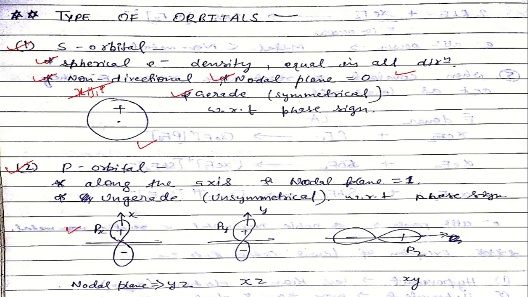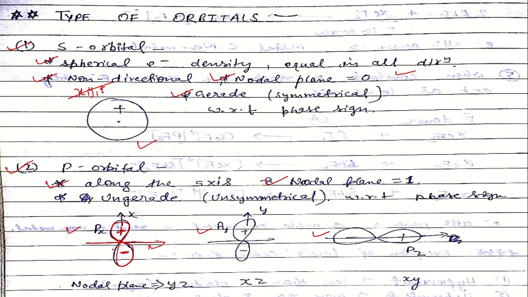In the px orbital, we see that the orbital is directed along the x-axis, and we have the plus sign. The phase sign is plus here and the phase sign is minus here, and this is the nodal plane. We see that it has one nodal plane as was told here, and the orbital is directed along the axis as was told here, and it is unsymmetrical with respect to phase sign. That means it has plus and this is minus. Similar explanation for the py and the pz.